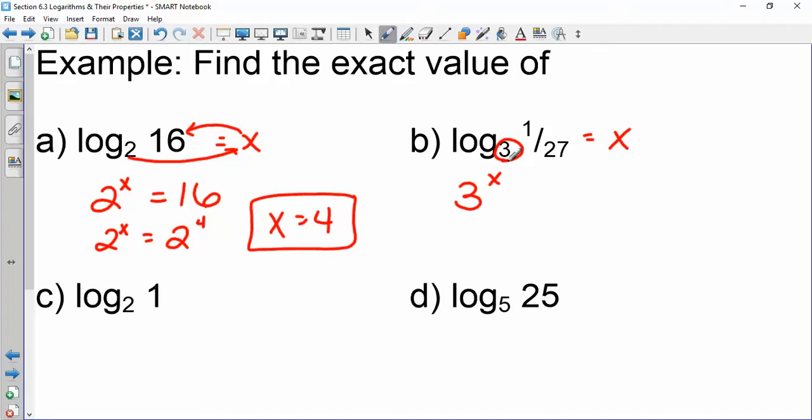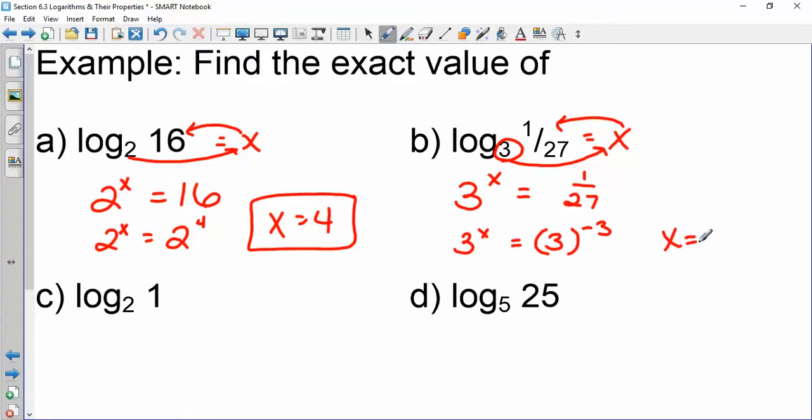Start with your base, which is 3, to the x power equals 1 over 27. We have to get a common base. So first of all, I need this to be a 3. What kind of power would put it on the bottom? Yeah, -3 power. So my x is -3. Why don't you guys do C and D?